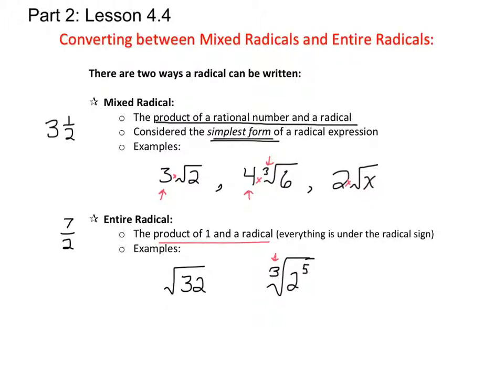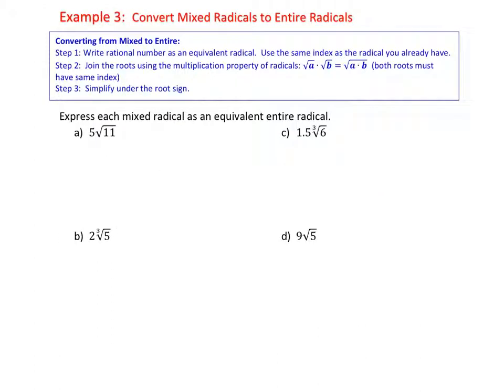Now, let's look at how we can convert between the two forms. The first process we are going to look at is how to convert a mixed radical to an equivalent entire radical. There are 3 steps we need to follow, and step 1 is to write the rational number, or the whole number that's out front, as an equivalent radical. To do this, we use the same index as the radical that we already have in the expression. So we'll look at how to do that in a second.